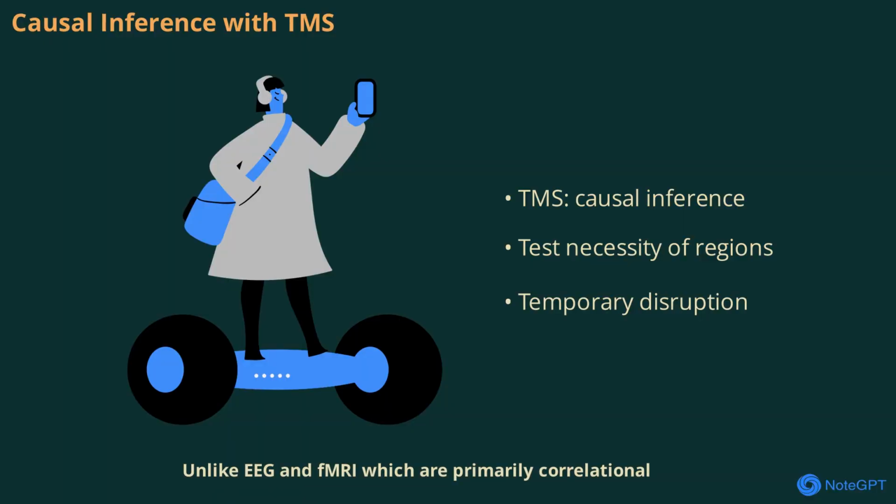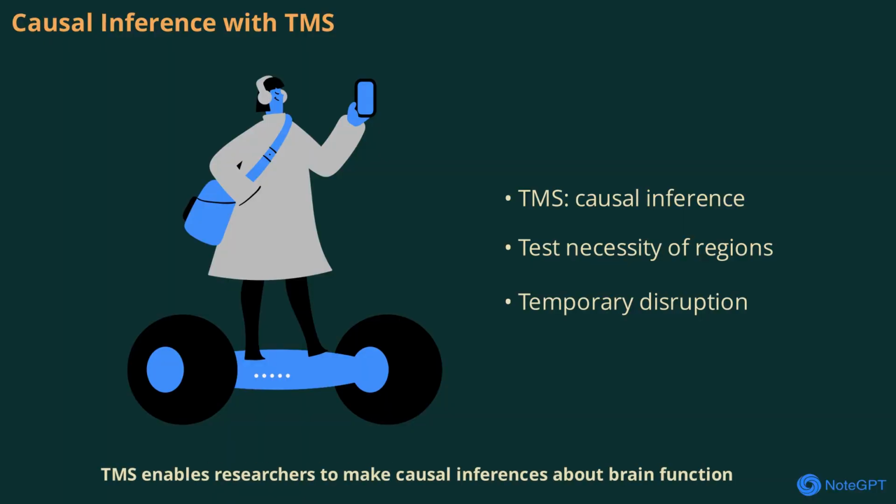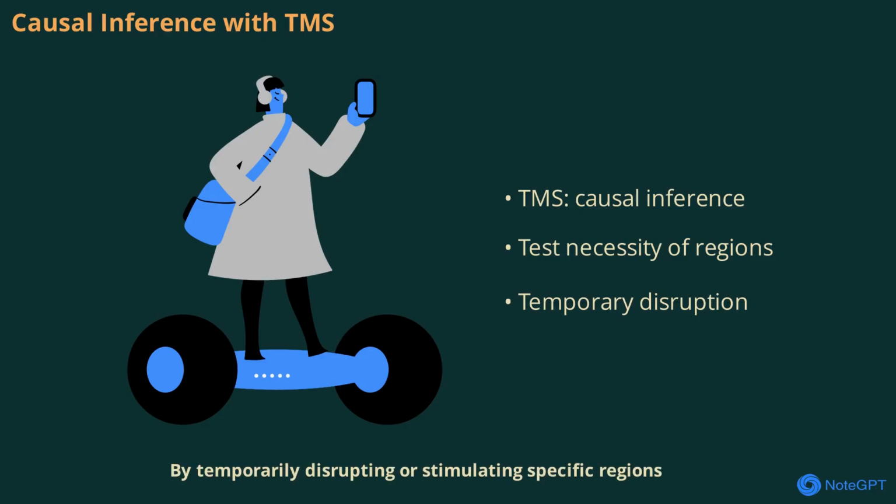Unlike EEG and fMRI, which are primarily correlational, TMS enables researchers to make causal inferences about brain function. By temporarily disrupting or stimulating specific regions, TMS can reveal whether those areas are necessary for particular tasks or behaviors.